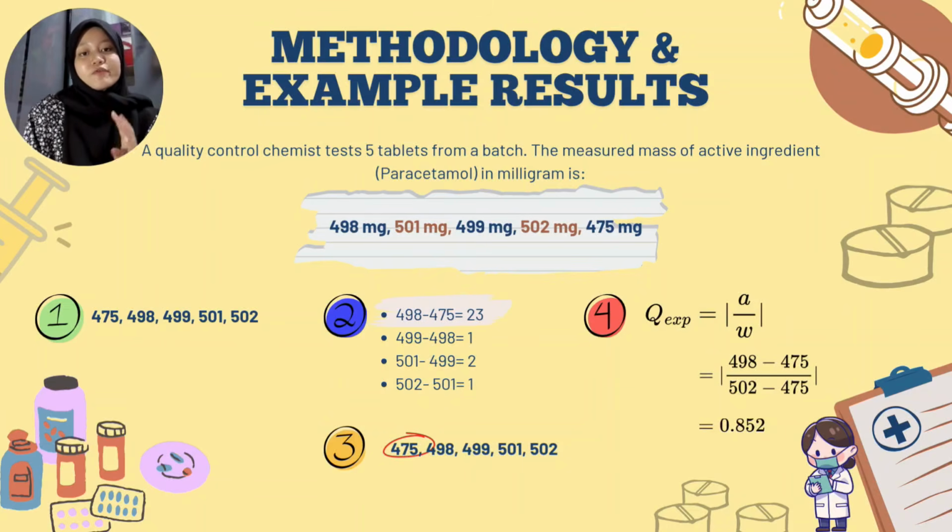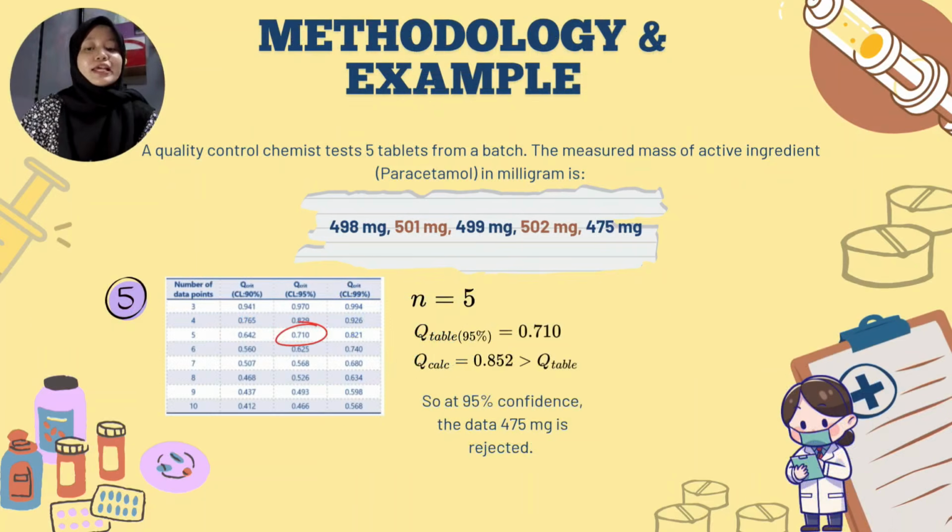Then step 4, we need to find the Q experiment, whereby the Q formula is gap divided by range. Range is the highest value minus the smallest value. So the answer is we get 0.852. We move to the last step, which is to look at the number of observations. From our data, we have 5 observations.